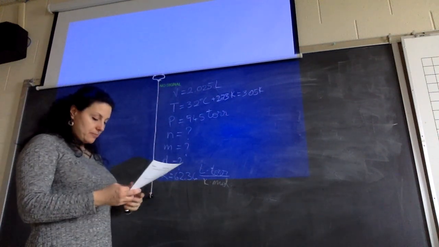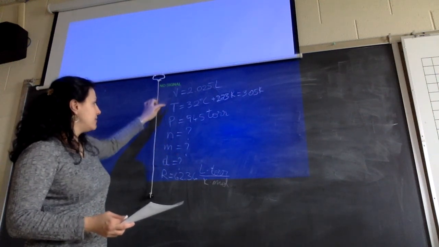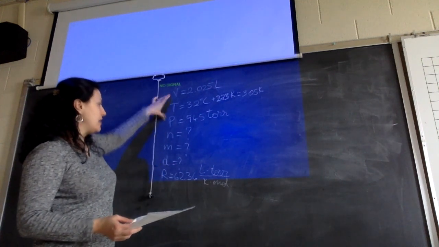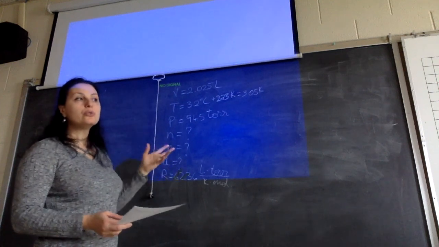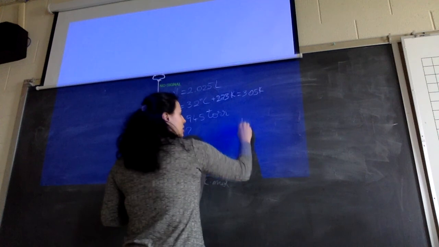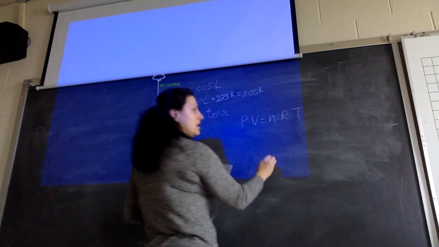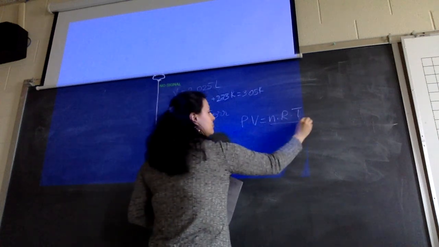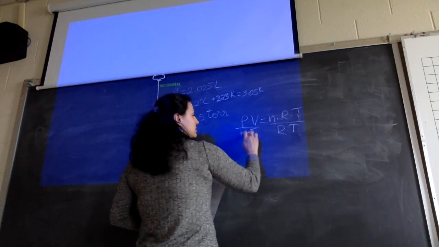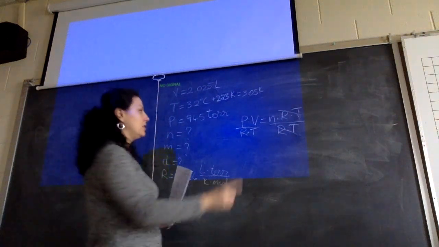Okay, let's calculate N first because I know the volume, temperature, and pressure, and R is a constant, but these 3 values are related to the number of moles through the ideal gas law. So I can write P times V equals N times R times T. To isolate N, I divide both sides by RT. RT cancels out, and I have N left on that side.